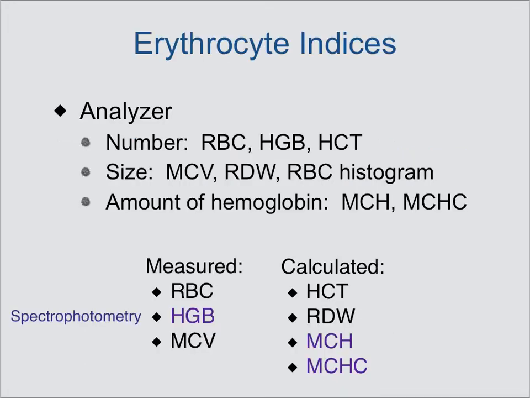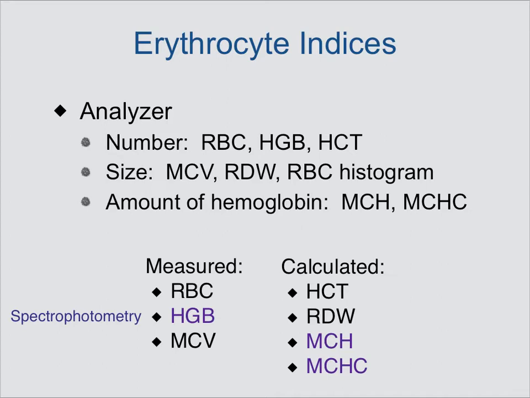Today we're going to review the CBC erythrocyte indices reported by most analyzers. The erythrocytes are described by a collection of values that reflect the quantity of red blood cells. That includes the red blood cell count, the hemoglobin concentration, and the hematocrit. Values that describe their size, the mean cell volume and the red blood cell distribution width, both of which are depicted on a red blood cell histogram, and the amount of hemoglobin the cells contain, which includes the mean cell hemoglobin and the mean cell hemoglobin concentration.